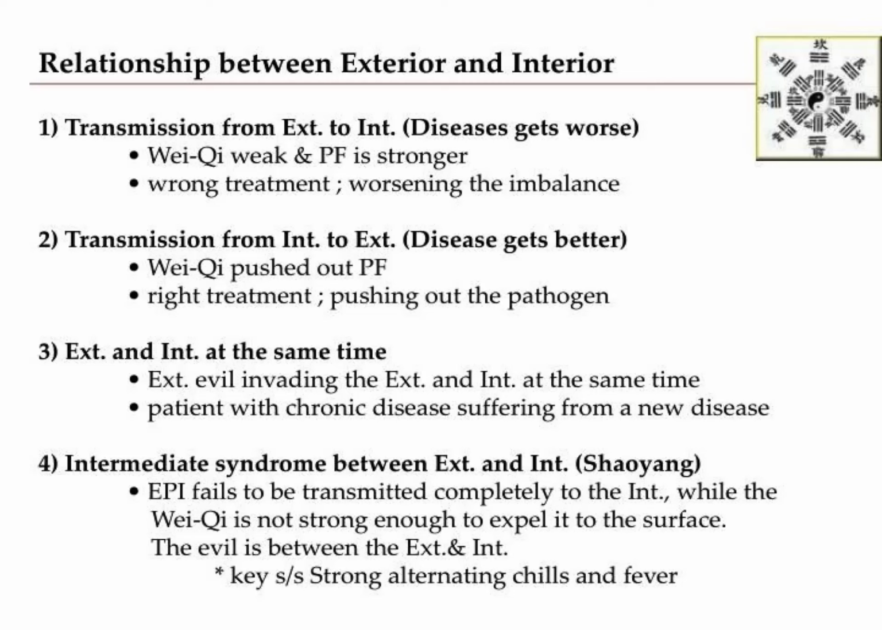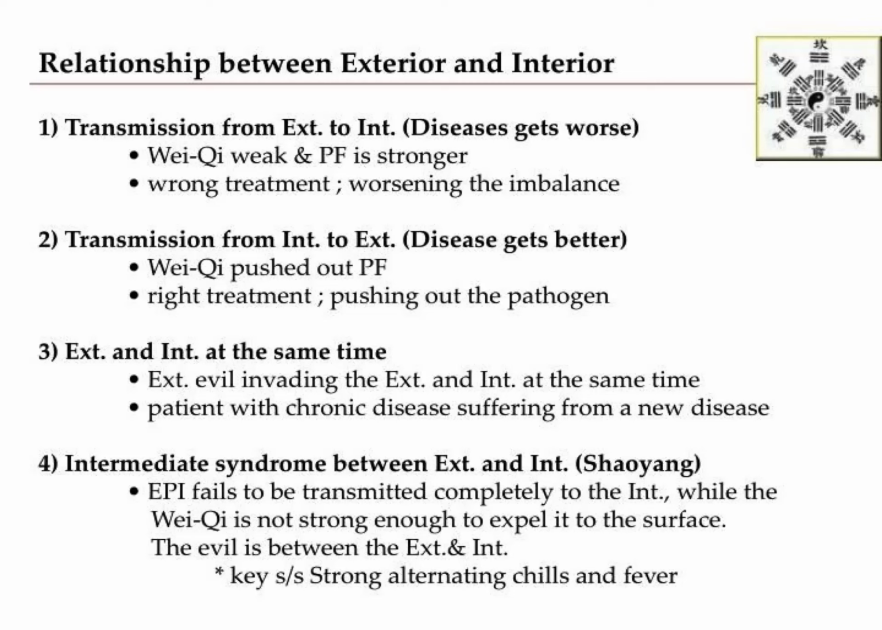Another is transmission from interior to exterior. That means the disease gets better, and the wei qi was triumphant in pushing out the pathogenic factor. So that means you're doing the right treatment because you're pushing out the pathogen. Then exterior and interior at the same time: external evil invading the exterior and interior at the same time, such as a patient with chronic disease suffering from a new disease.